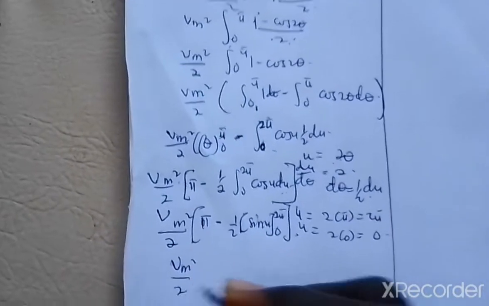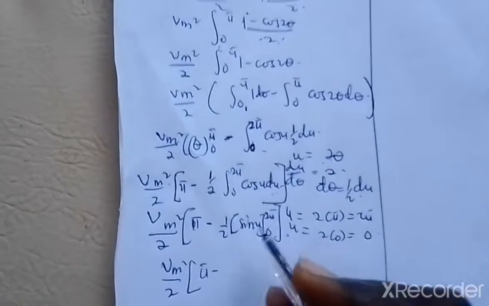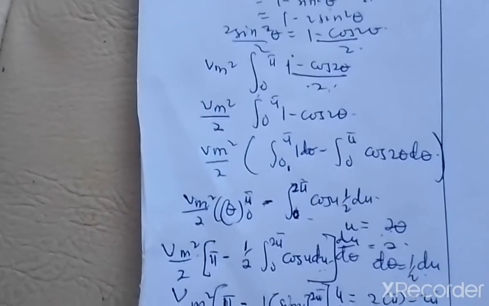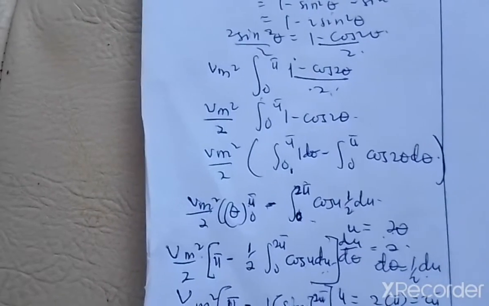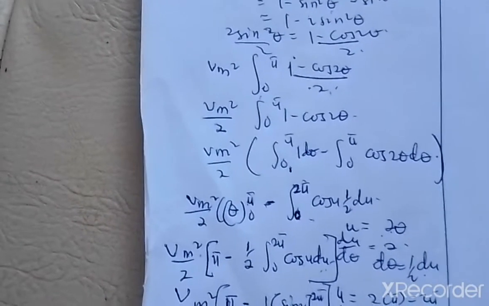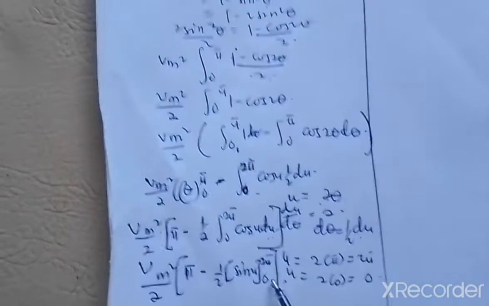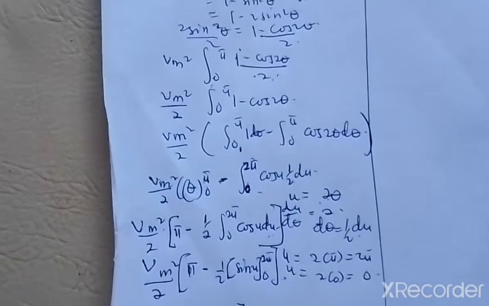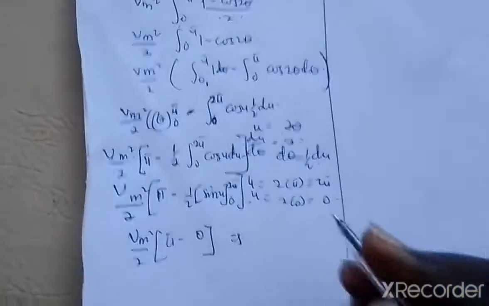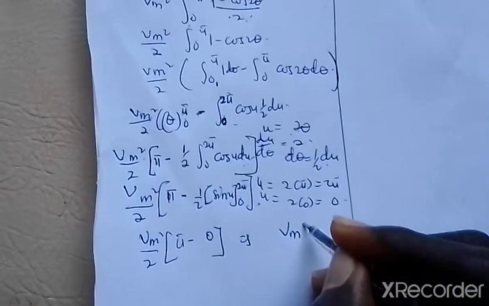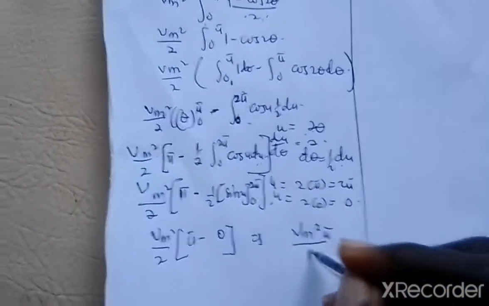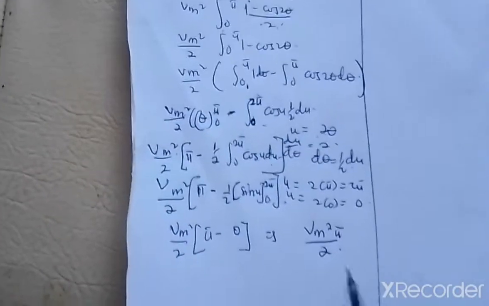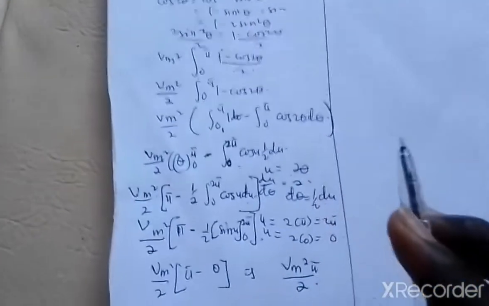So from here, Vm squared over 2 pi minus, if I put 2 pi inside, I'll get sin 2 pi, that is sin 360, and that is 0, and sin 0 is 0, so everything here becomes 0. Then finally, my area under the square cycle becomes Vm squared pi on 2. So this is the area under the square cycle of the sine wave.